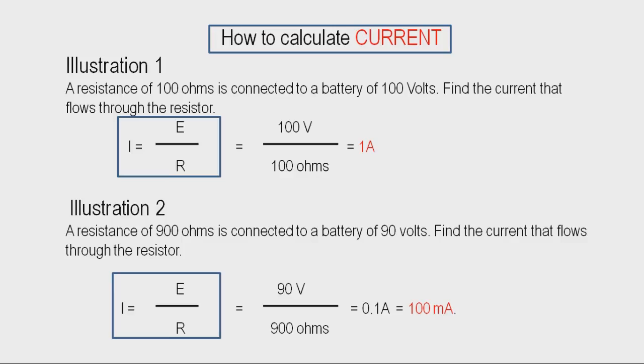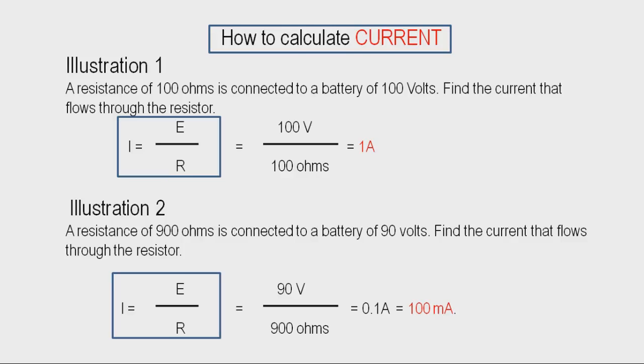Illustration 1: a resistance of 100 ohms is connected to a battery of 100 volts. Find the current that flows through the resistor. Ohm's Law is I is equal to E by R. Substituting the values of E and R, that is 100 volts by 100 ohms, that gives 1 ampere. So the current that flows through the resistor is 1 ampere.